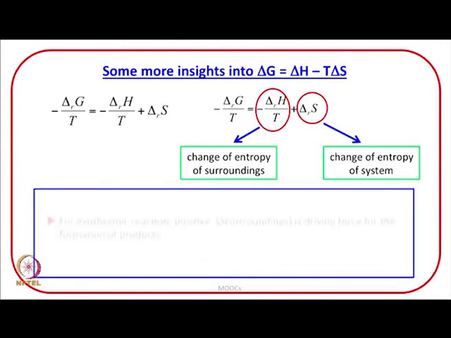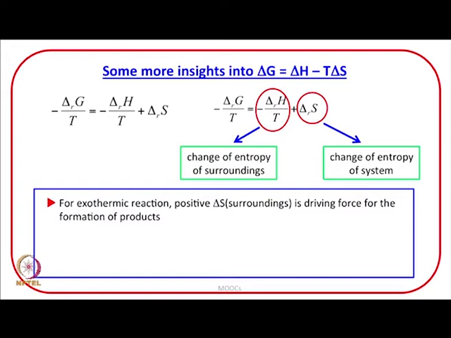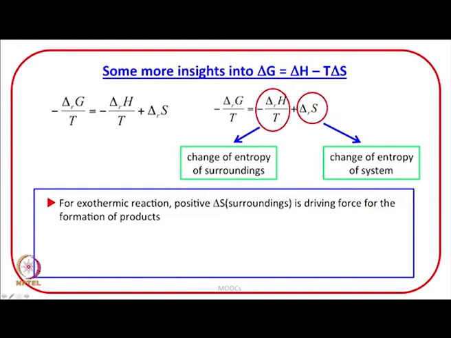Let us first consider an exothermic reaction. When a reaction is exothermic, the heat is given out. If the heat is given out, that means entropy of the system decreases. And if the entropy of the system decreases, we have many times discussed that the entropy of surroundings must increase. Also, if we look at in the slide that minus delta R H by T term, if reaction is exothermic, delta H is going to be negative and overall value is going to be positive. And that is what is commented over here. For exothermic reaction, positive delta S surrounding is the driving force for the formation of products.